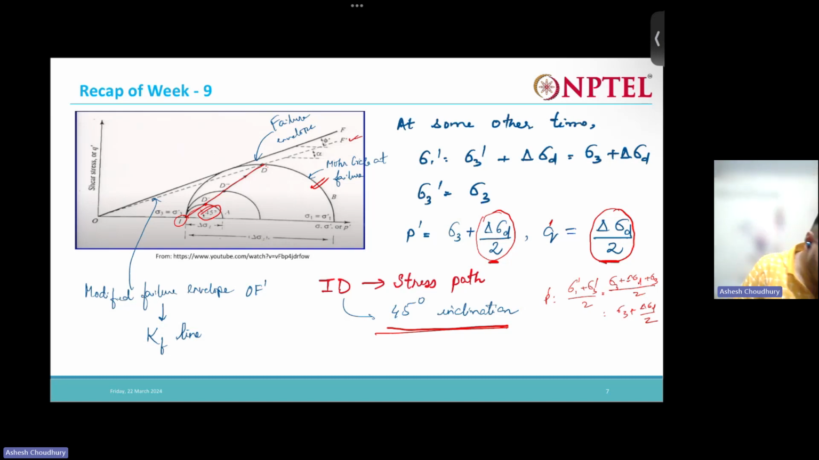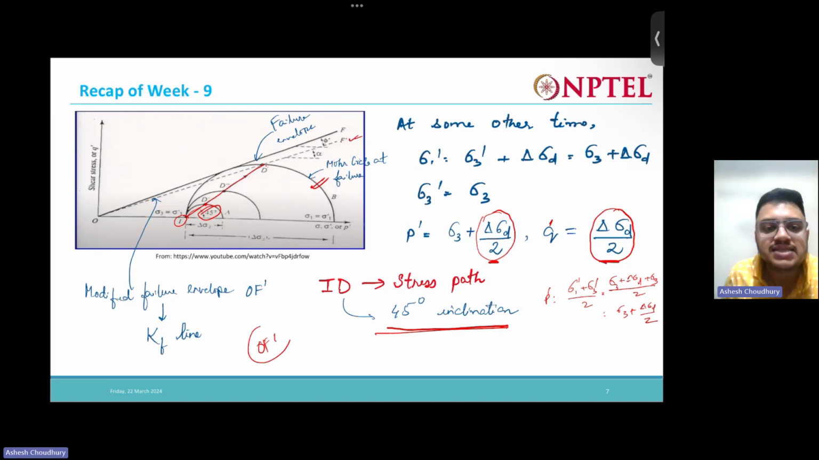All right, so this OF dash line that passes through this point D is nothing but the modified failure envelope or KF line. If by mistake I said that is the stress path, no, this OF prime is nothing but the modified failure envelope or the KF line.